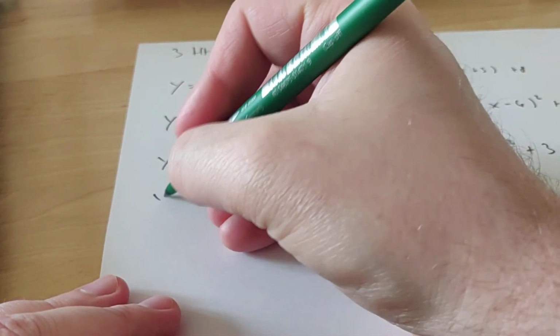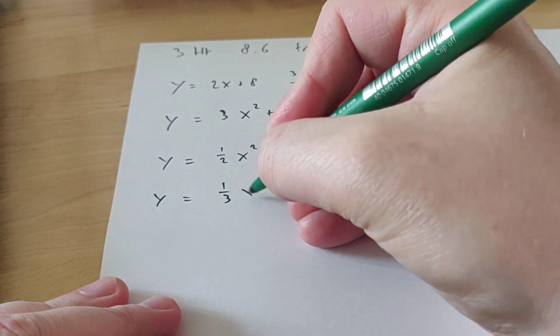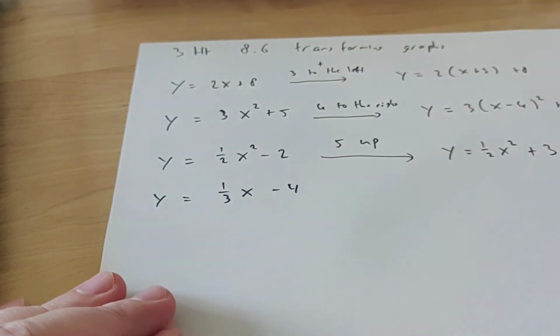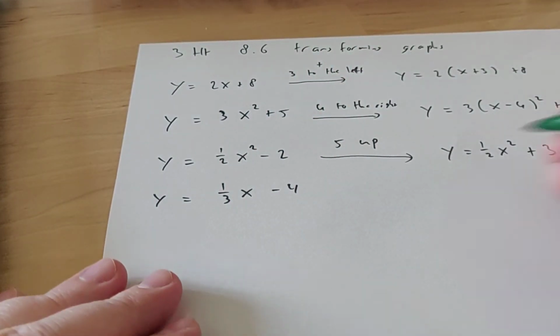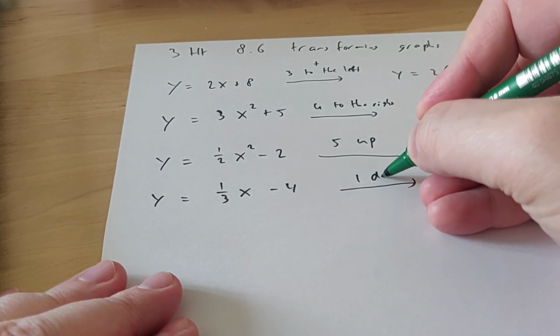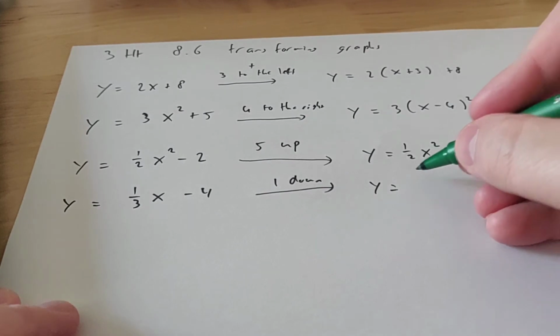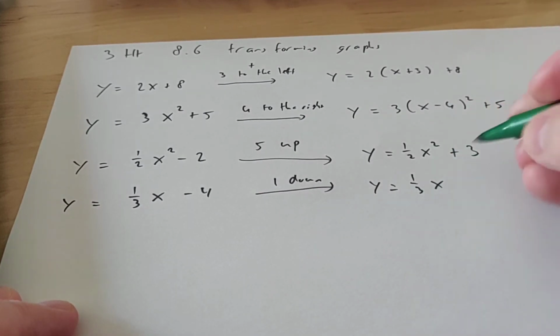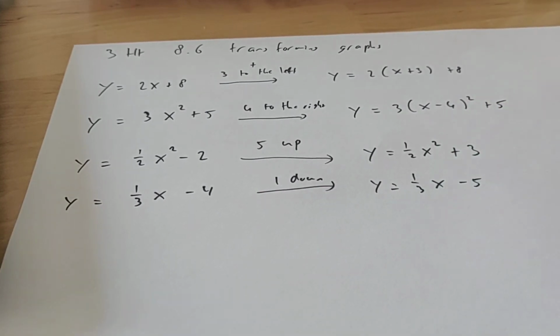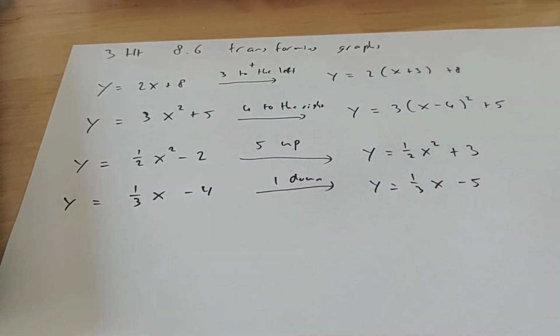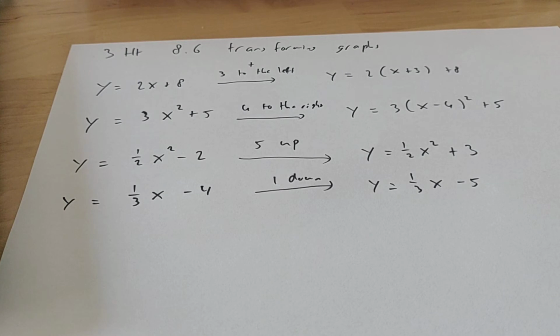If you go down, it's actually very similar. So let's say this is my formula, 1/3 x minus 4, and we're going to go 1 down. So that means you get y equals 1/3 x and then minus 5. Because you start with minus 4 and then you're going to go 1 down, and then you have that. So this is how left, right, up and down works.